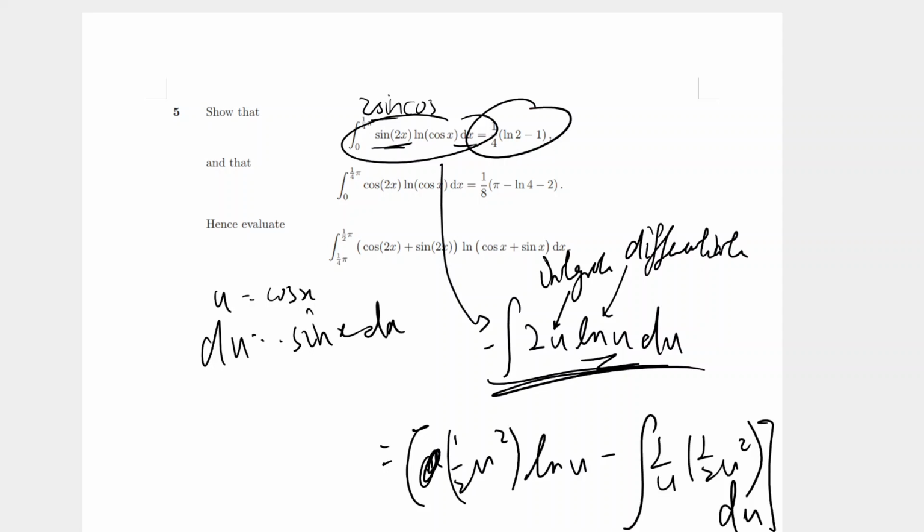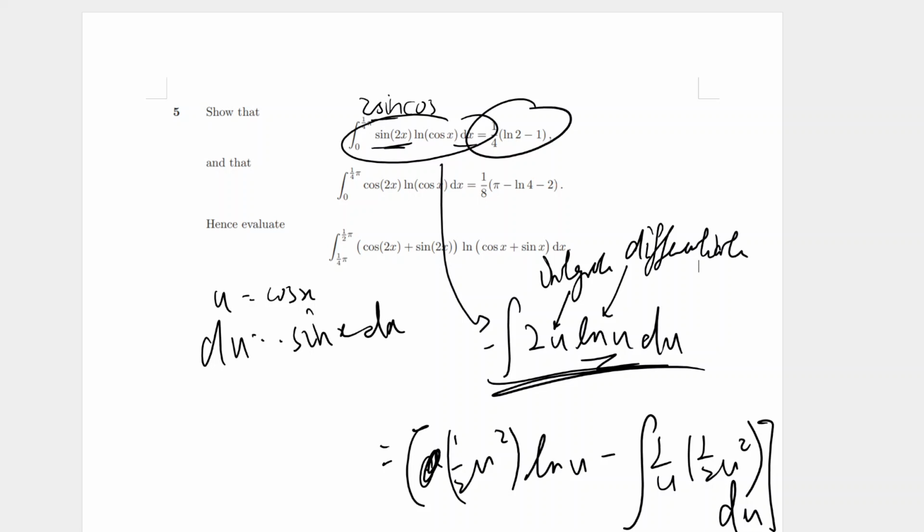The next part, now cosine 2x this time, interesting. The integral of cos 2x ln cos x dx equals an eighth pi minus ln 4 minus 2. This one is not as nice, because I can't make the substitution and eliminate the sine, which is slightly trickier. But being inspired by the first part, you sort of know that some by parts thing is going on, so you probably want to do by parts.